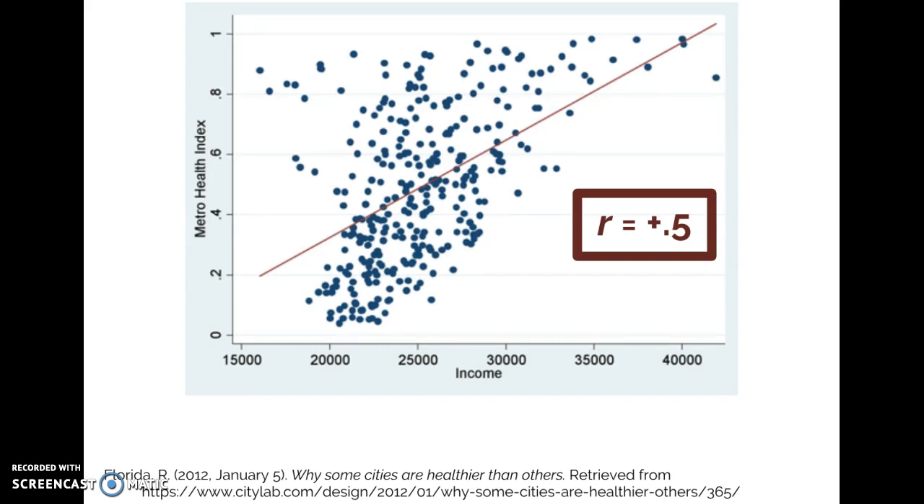What's important to keep in mind here is that positive and negative are just math terms. This has nothing to do with good and bad, it's all just about math. So this is a positive correlation because the values tend to change in the same direction. Higher income is generally associated with higher or better health.